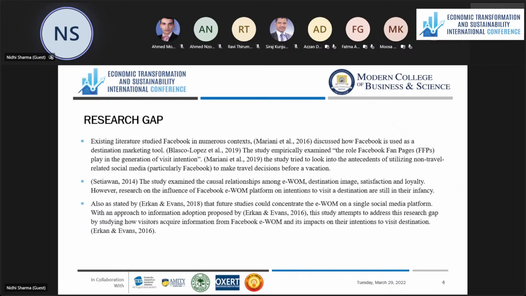However, research on the influence of Facebook EWOM platform on intention to visit a destination is still in its infancy. Also stated by Erkan and Evans in 2018, future studies could concentrate on EWOM on a single social media platform with an approach to information adoption proposed by Erkan and Evans in 2016. This study attempts to address this research gap by studying how visitors acquire information from Facebook EWOM and its impact on their intentions to visit a destination.